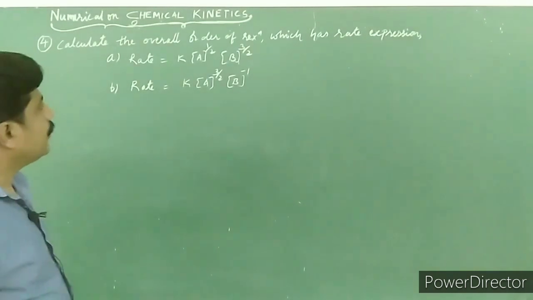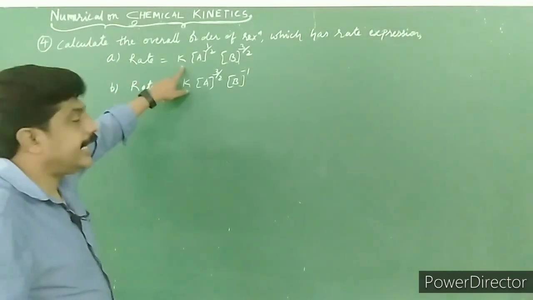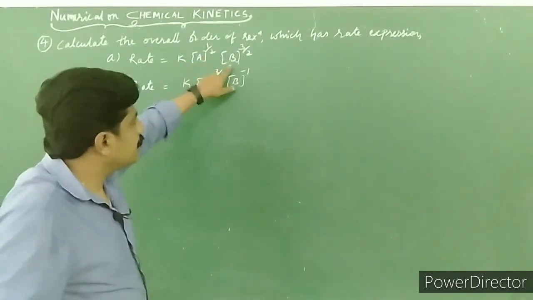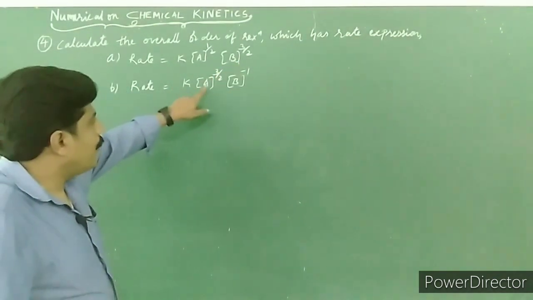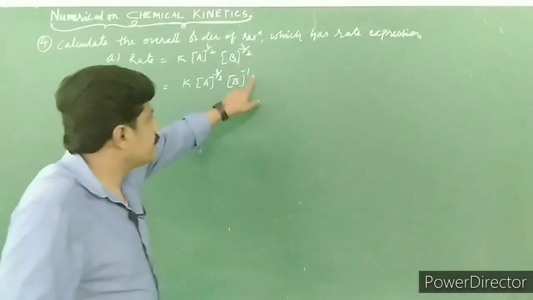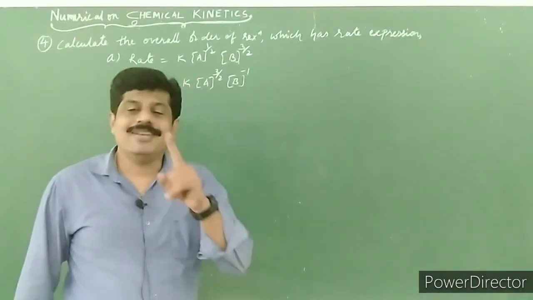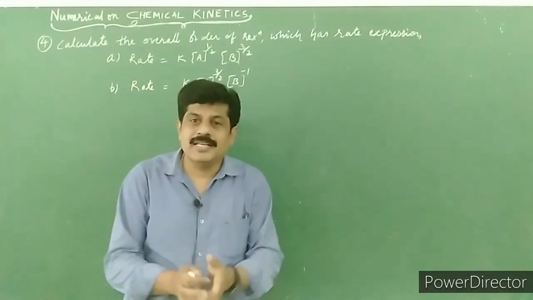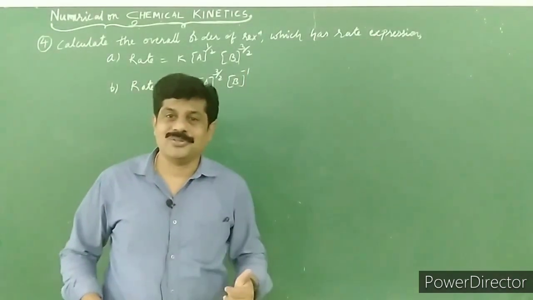Fourth one. Calculate the overall order of a reaction which has a rate expression: A, rate is equal to K into molar concentration of A raised to 1 by 2 into molar concentration of B raised to 3 by 2. B, rate is equal to K into molar concentration of A raised to 3 by 2 into molar concentration of B raised to minus 1. Children, one very simple numerical. You have learned that order of a reaction is defined as the sum of the powers to which the concentration terms are raised in a rate law expression. Use the definition to find out the order of a reaction.